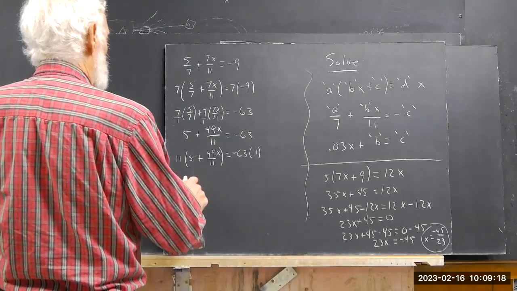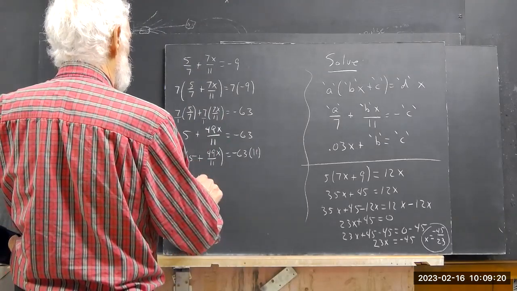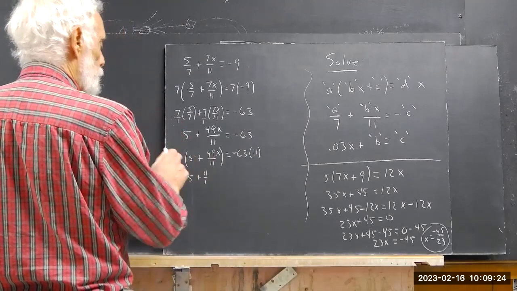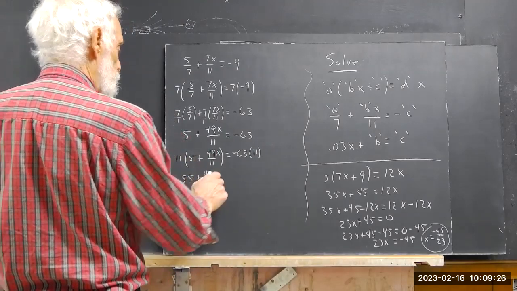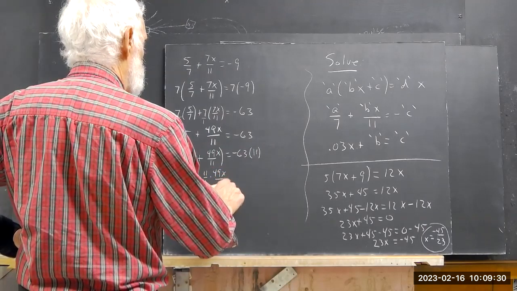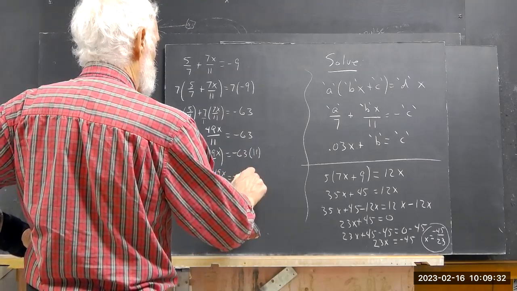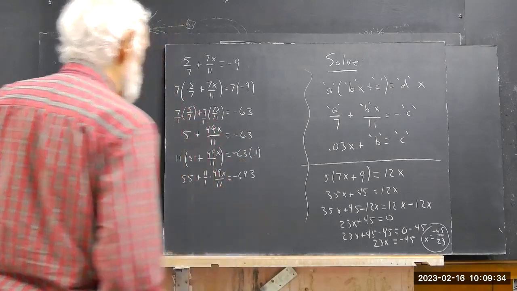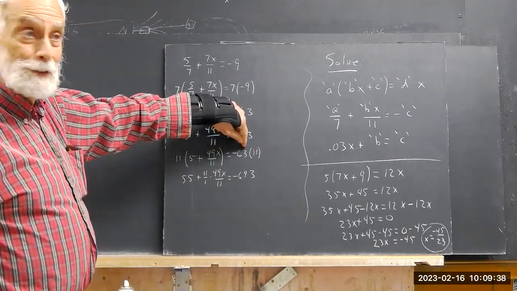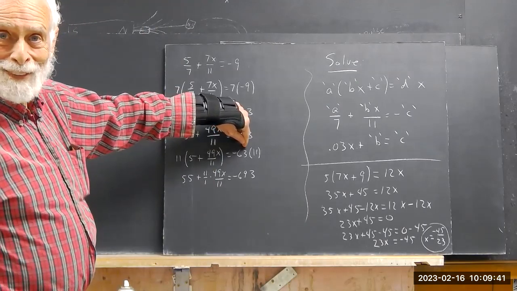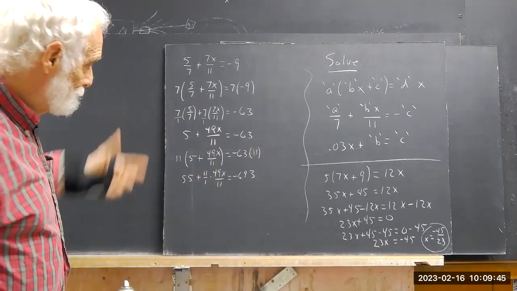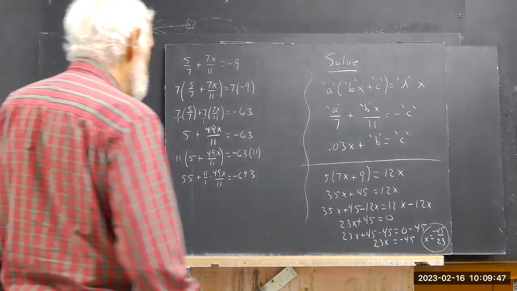Okay, 11 times 5 is 55. We got a fraction, so I'm going to write this 11 as 11 over 1. I think that's 693. Easy. 10 times this is 630. 11 times is another 63. 630 plus 63 is 693. Okay.